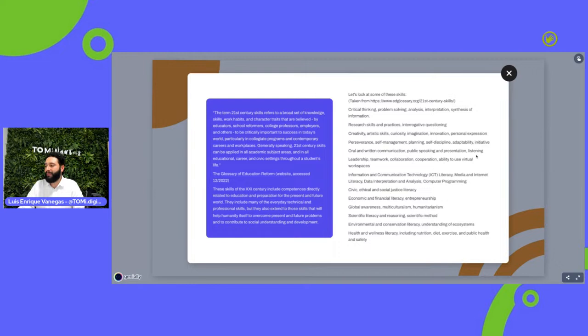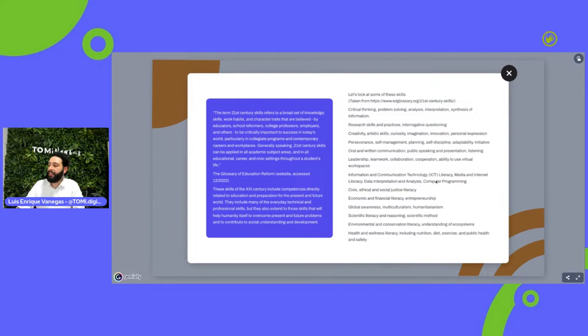Oral and written communication, public speaking and presentation, and listening. Not just producing, but also being able to receive, okay, the ideas from other people. That is a very big part of the learning process. Leadership, teamwork, collaboration, cooperation, ability to use virtual workspaces. So when you put people in a team and you ask them to develop and to solve a task, there's always one of them who is going to feel that they need to be the leader of the group. But it's good that a lot of people or everyone has that feeling at some point. So asking people that are not usually the leaders to lead a task would be interesting, and to create different processes for collaboration, for cooperation. That is also part of education.